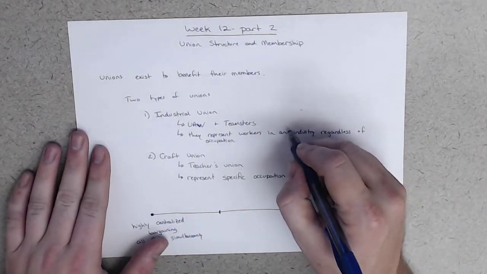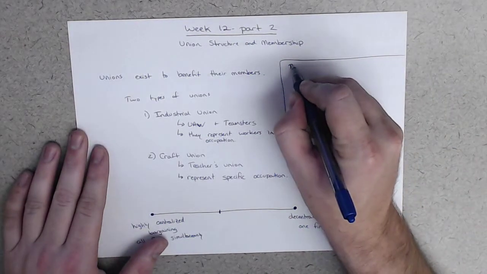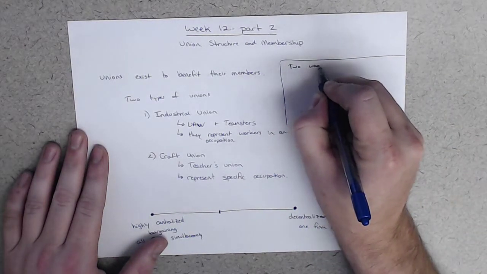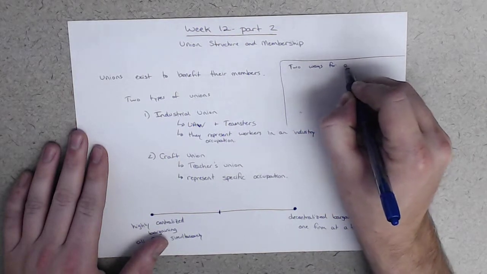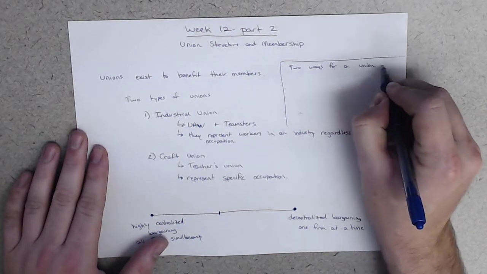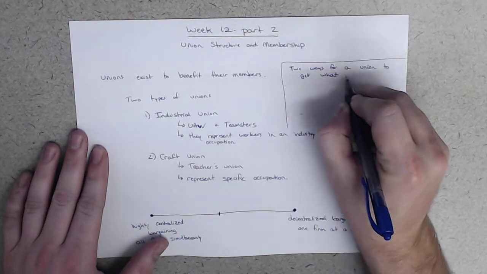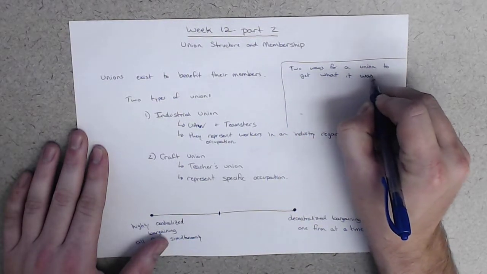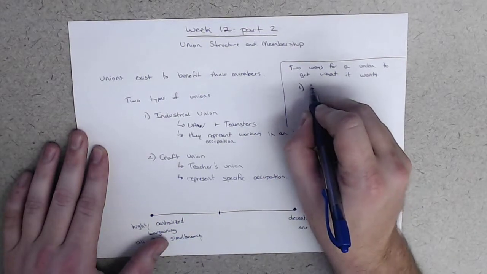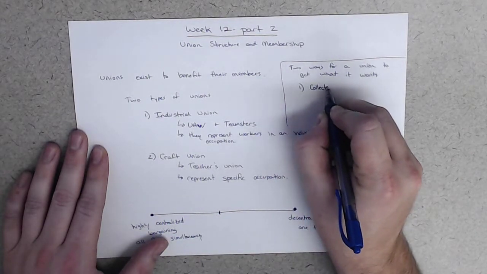The key insight here is that there are often two ways for a union to get what it wants. So let's put that up here. There are two ways for a union to get what it wants. One is through collective bargaining.